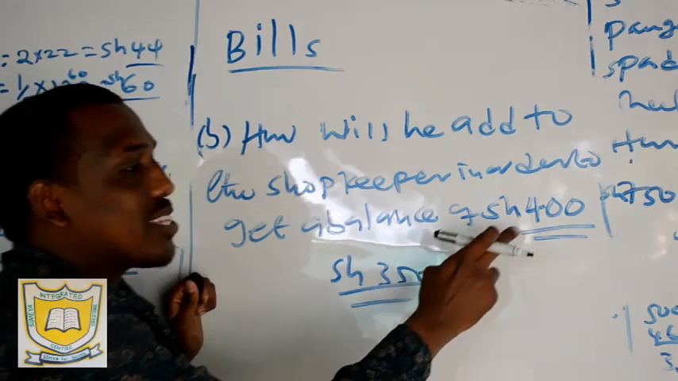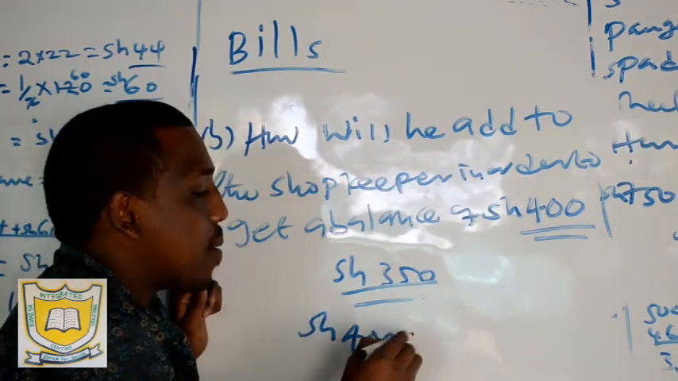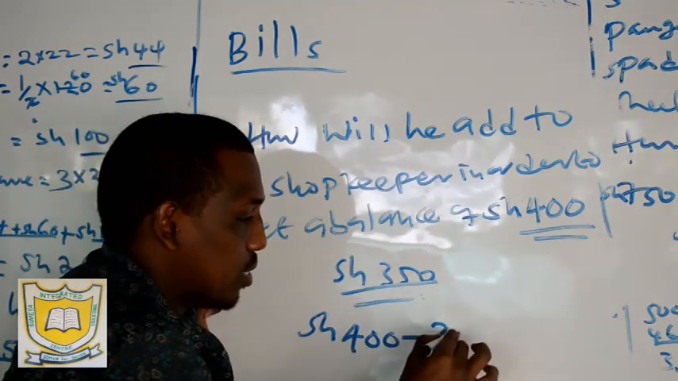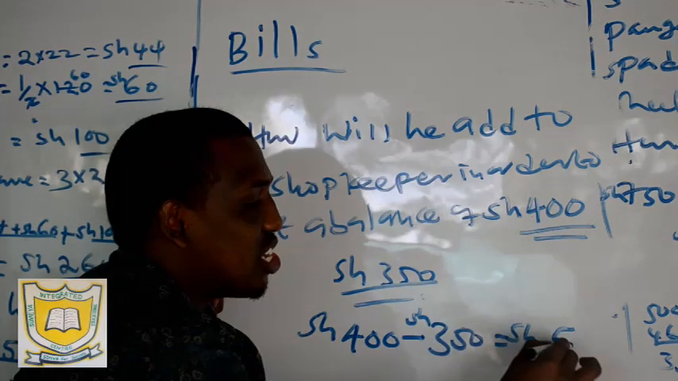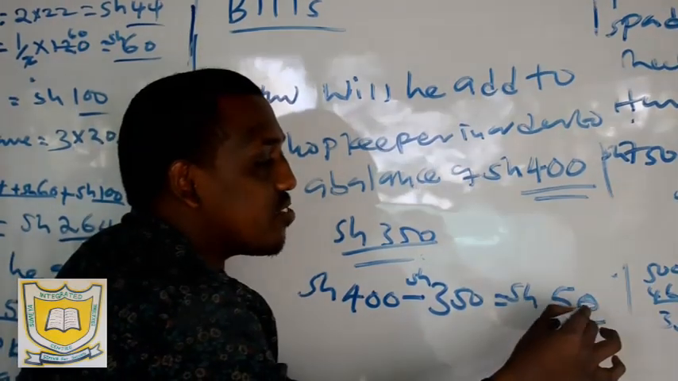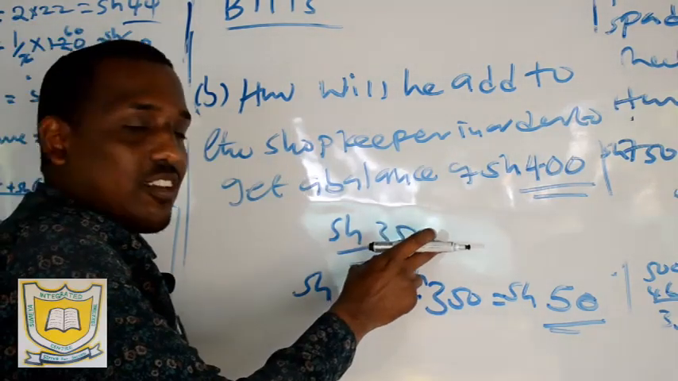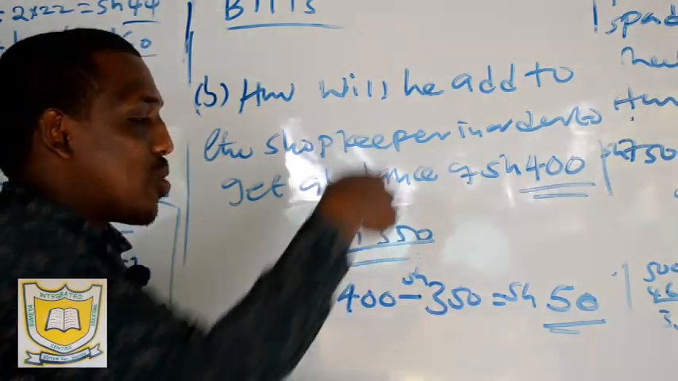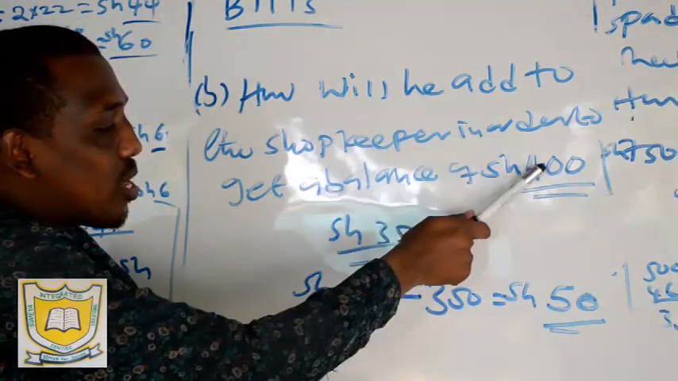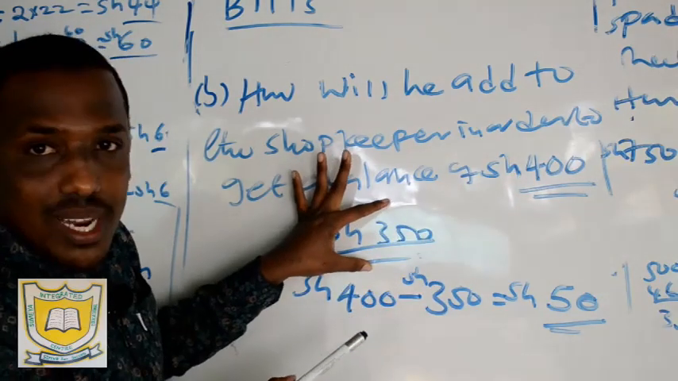What you do now to get a balance of 400, you say the balance of 400 he was supposed to get minus the balance he was given by the shopkeeper. You subtract. Now he will add shillings 50. This one is very easy. He was given 350. How much will you add to the shopkeeper so that you will get 400? You add another 50. So you do 400 minus your balance.